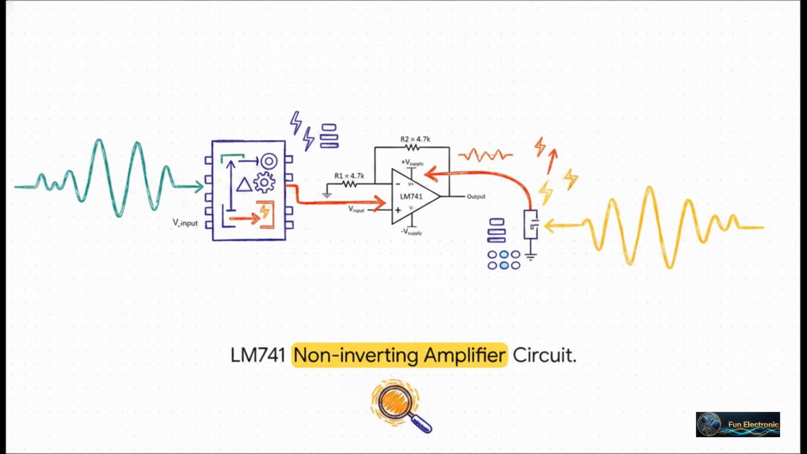By using two equal 4.7 k ohm resistors, one is the feedback resistor and one tied to ground, we set our gain. The formula here is simply 1 plus the ratio of the two resistors. So 1 plus 4.7K over 4.7K equals exactly 2. We've literally just programmed the silicon chip to exactly double our voltage.